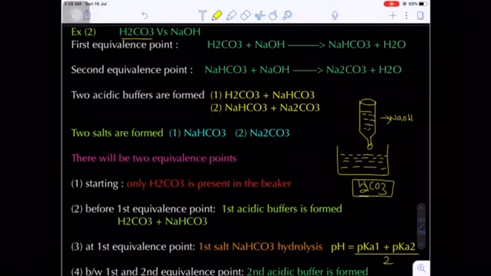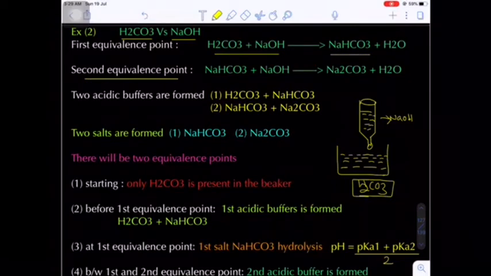Now there is one more example, that is carbonic acid and sodium hydroxide. Do you know carbonic acid is a diprotic acid, and NaOH will be the strong base. Now at the first equivalent point, when both carbonic acid and NaOH are completely consumed in a 1:1 ratio, you will get sodium bicarbonate.